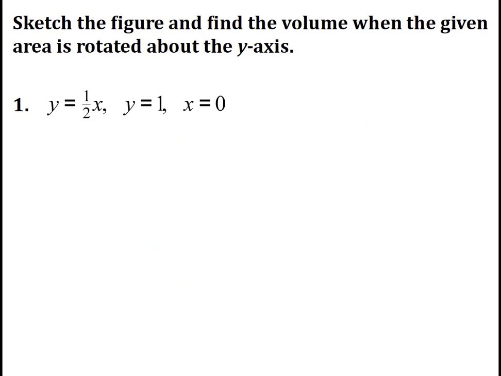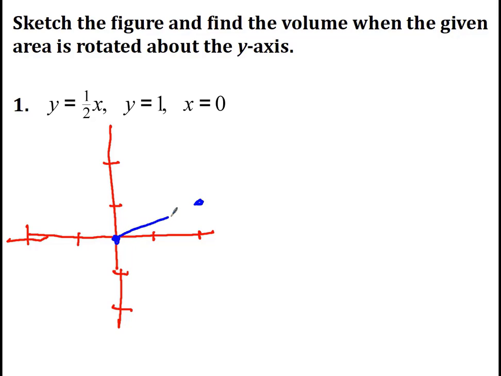Okay, so let's look at this right here. We're going to sketch this figure, and we're going to take the area revolving about the y-axis. So first off, y equals 1/2 x. Let's make a little sketch of this. So 1, 2, 1, 2. Y equals 1/2 x is a linear function that goes through the origin and has a slope of 1/2, rise over 1, so up 1/2. So it's going to look like this.